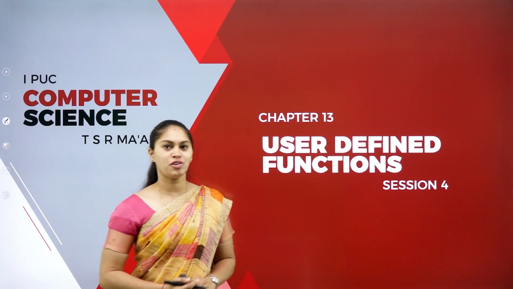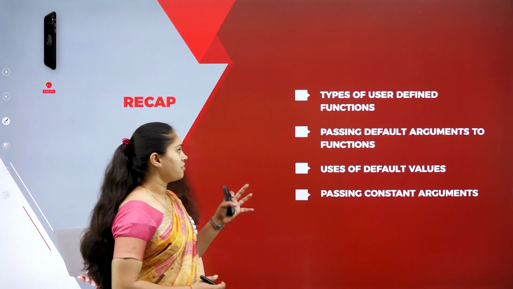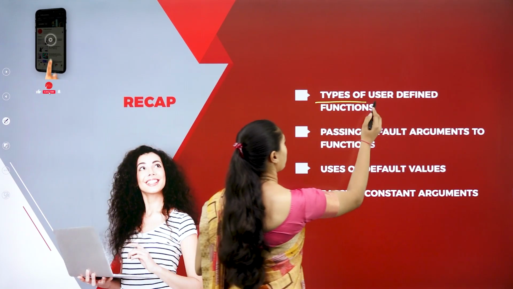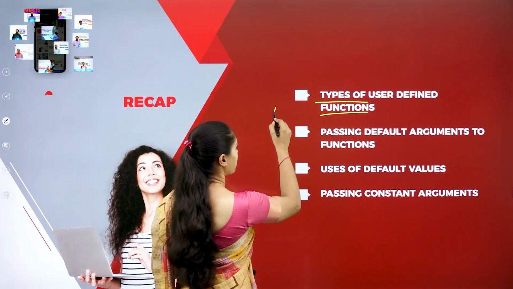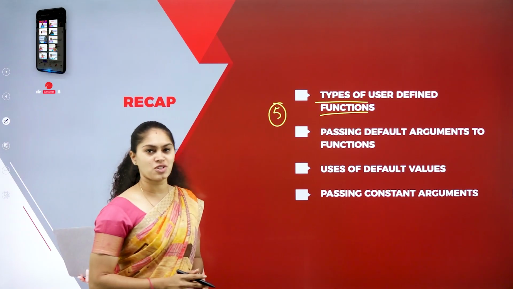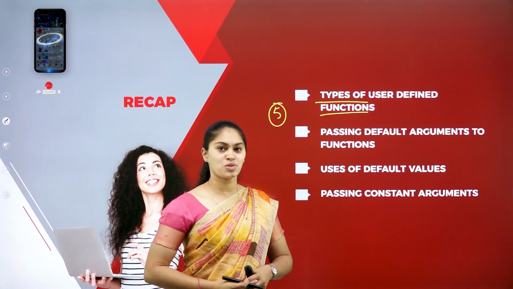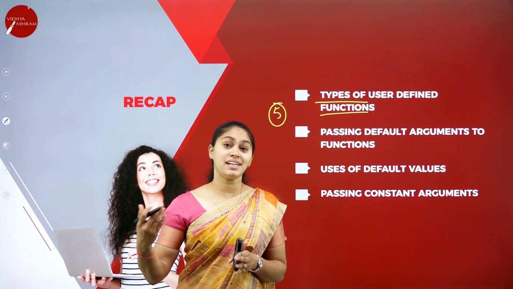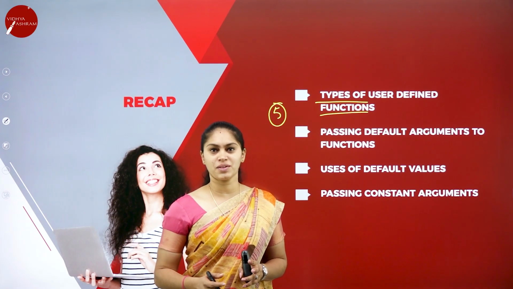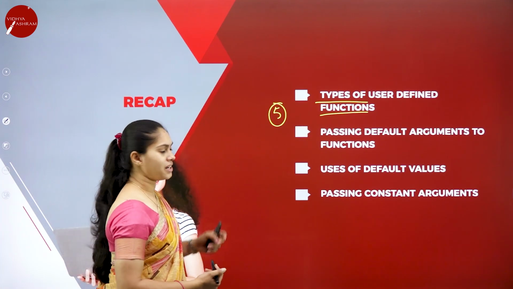In the previous session of this chapter, we discussed the types of user-defined functions. How many types did we have? In total, there are 5 types. How are you supposed to remember them? Mainly, think about whether there are arguments and whether there are return values. So there are 4 possibilities.